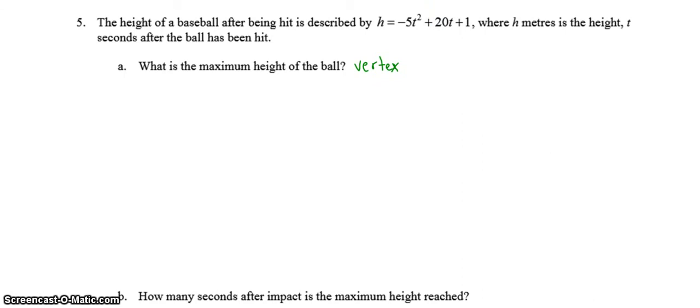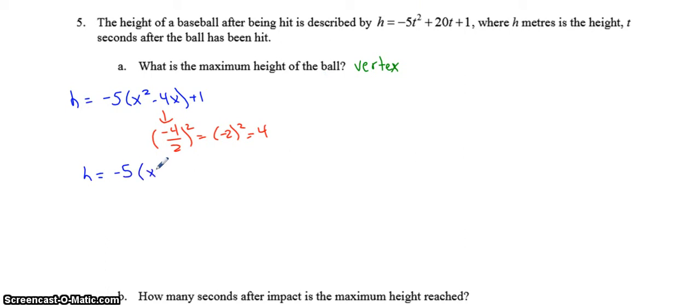So you can either average the zeros or you can complete the square. Now, as it turns out, this equation cannot be factored. So one thing that you can do is use the formula to find the zeros and then average the zeros, or you can just complete the square. So take the -5 out of the first two terms. Take this term, divide it by 2, square it. Now add and subtract that term inside the brackets.